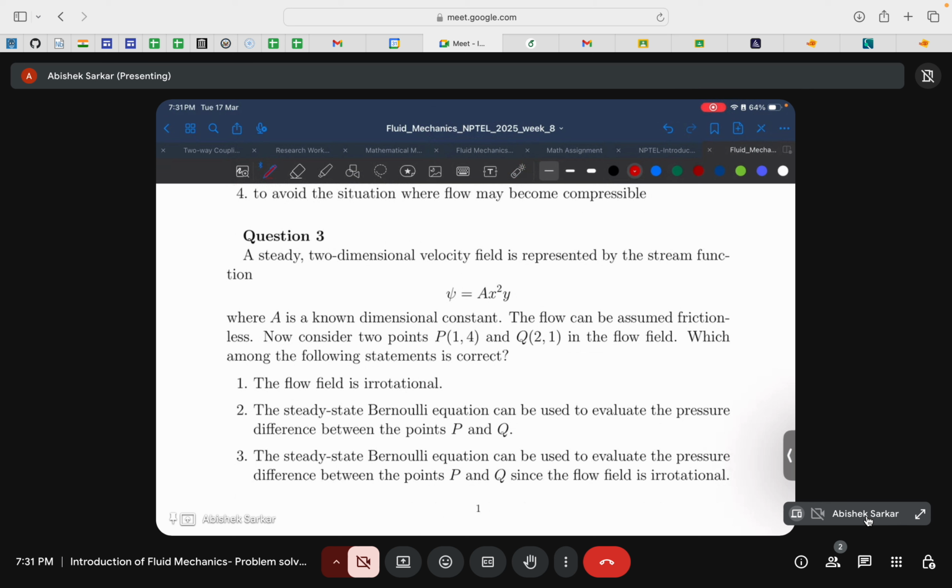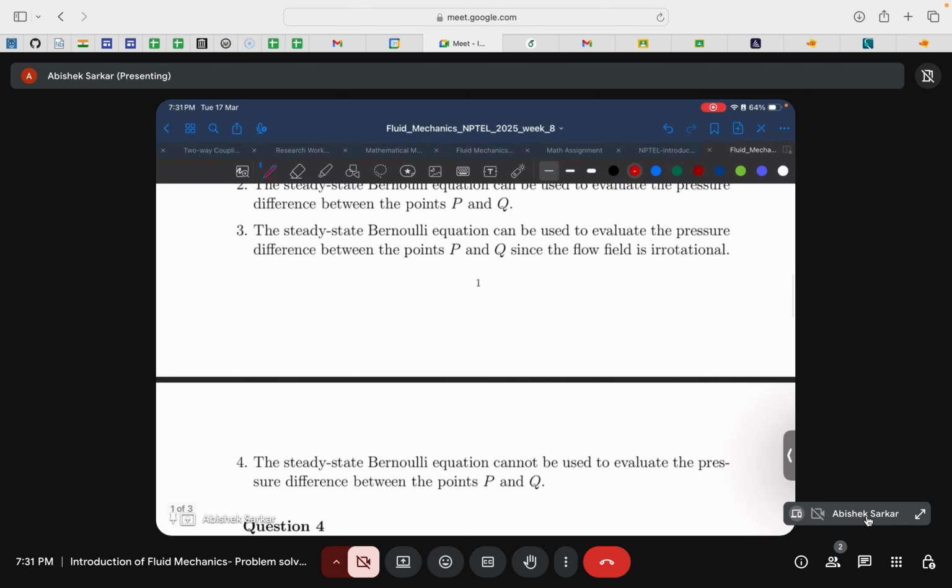Now consider two points, say P (1, 4) and Q (2, 1), in the flow field. Which of the following statements are correct? 1. The flow is irrotational. 2. The steady state Bernoulli's equation can be used to evaluate the pressure difference between points P and Q. 3. The steady state Bernoulli's equation can be used to evaluate the pressure difference between points P and Q since the flow field is irrotational. 4. The steady state Bernoulli's equation cannot be used to evaluate the pressure difference between points P and Q.